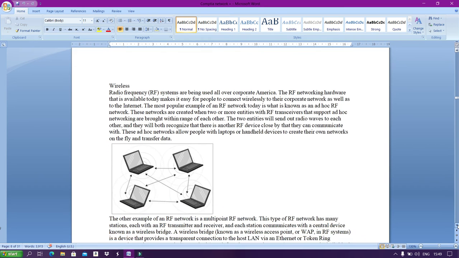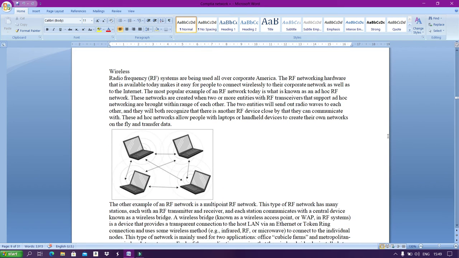Now, wireless. Radio frequency (RF) systems are being used all over corporate America. RF networking hardware that is available today makes it easier for people to connect wirelessly to their corporate network as well as to the internet. The most popular example of an RF network today is what is known as an ad hoc RF network. These networks are created when two or more entities with RF transceivers that support ad hoc networking are brought within range of each other.